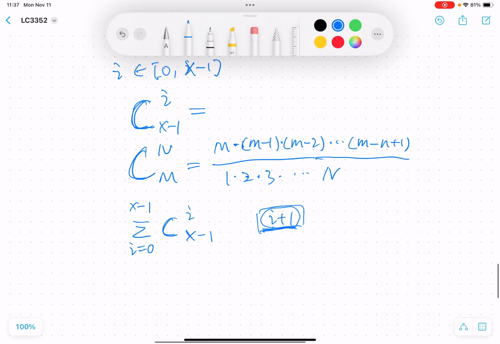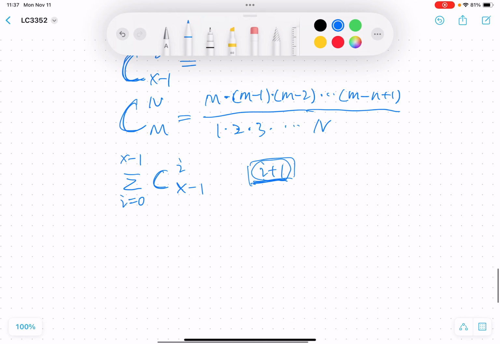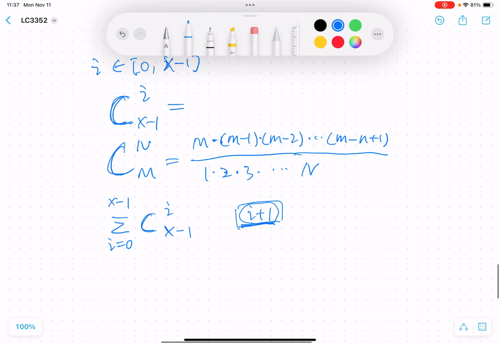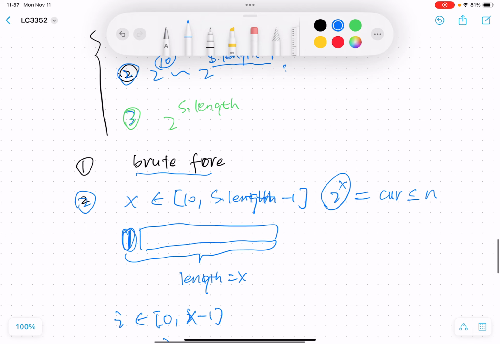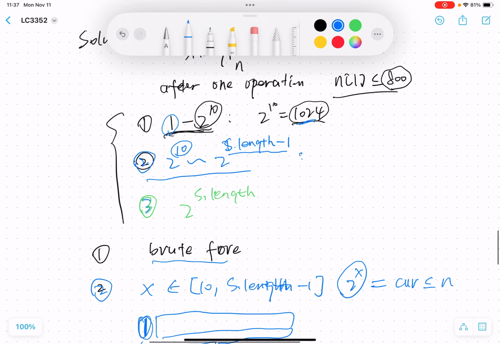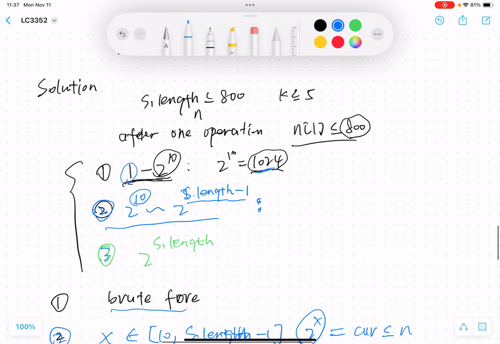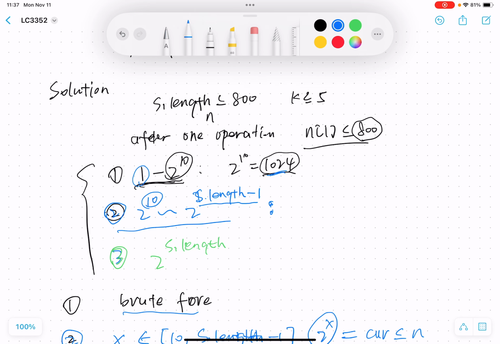So after that, this is how we solve the second part. That means we need to use the combination and permutation method to solve the second part.